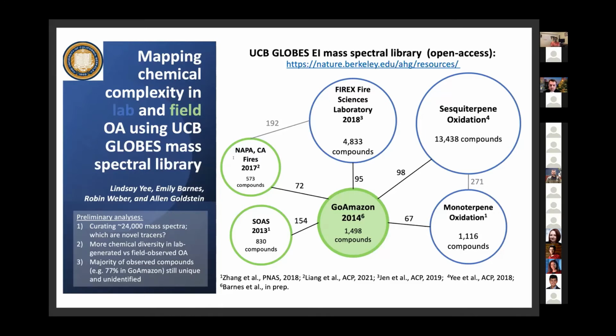We're looking at a number of overlapping compounds as indicated by the connecting lines between the data sets to better identify novel tracers and improve source attribution and chemical identification.